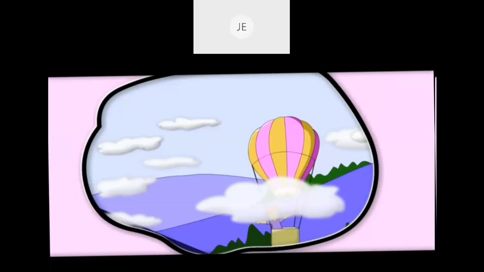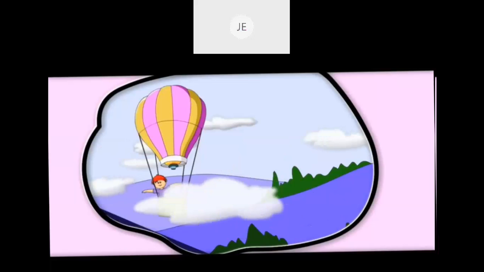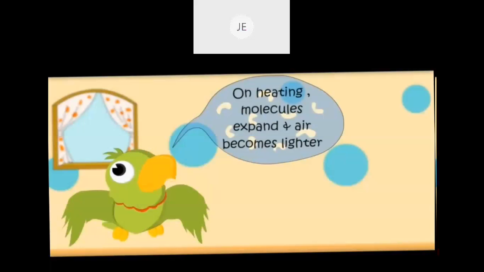Yeah, this hydrogen balloon, what you are doing actually is lighting a candle near it, then there is some chemical reaction, the hydrogen gas is evolved, and the hydrogen gas gets heated, then it expands more and more, and it rises up. It becomes lighter, so it goes up. On heating, molecules expand and air becomes lighter.